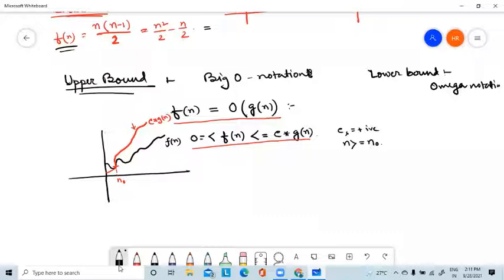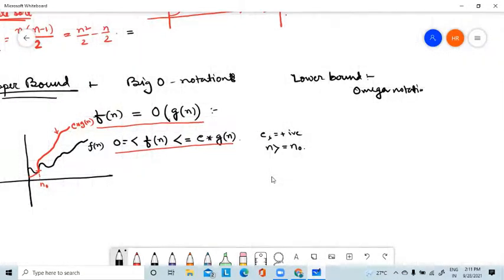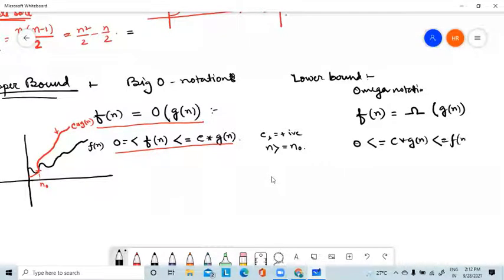So in this omega notation, the definition is a little bit different. Since it is a lower bound, f(n) can be represented like this, omega of g(n). And in this case, c into g(n) will be less than f(n). So your graph will be like this.